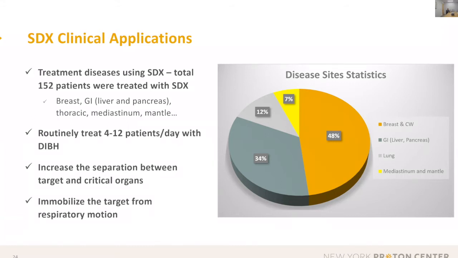Maybe I can give you some background on why we started with breast, where we are, and what the next step is. The other thing I want to point out is that one third of patients are GI patients, mainly liver. We only treat a couple of pancreatic cancer patients. Besides that, when a lung patient has disease on the lower lobe of the lung and relatively good lung function, we also use SDX to treat them to immobilize the target volume. Besides these three major sites, we also treat some mediastinal and lymphoma patients with SDX devices.